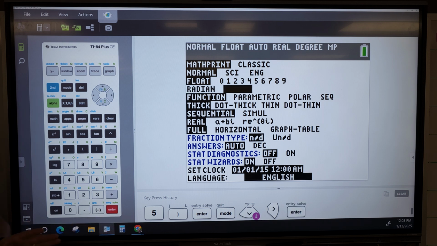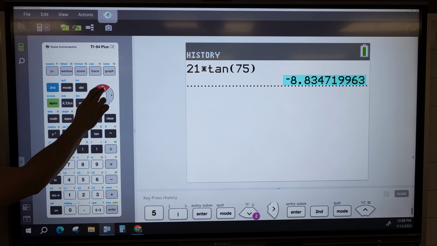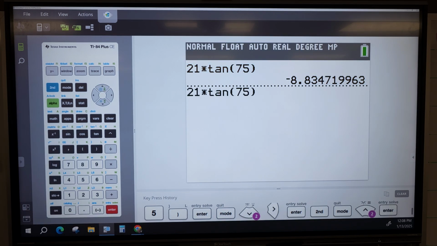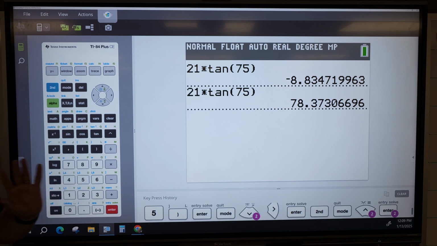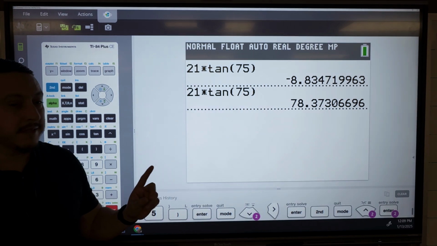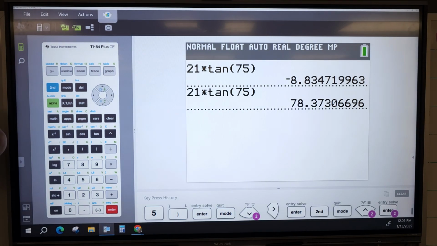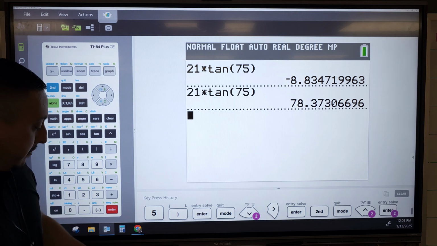As long as you don't mess with it, it'll stay on degree mode from now on. But if somebody else uses it and resets it, it'll go back to radian mode. So let's go back home and re-highlight that and push enter so you don't have to retype it. And there's your answer, which now makes sense. Radian mode, degree mode. It's going to cost you to get the wrong answer if you forget to switch it. Does that make sense, guys? So our answer is 78.4.